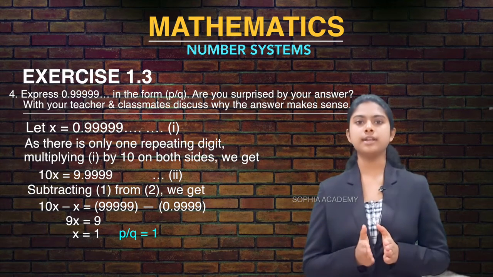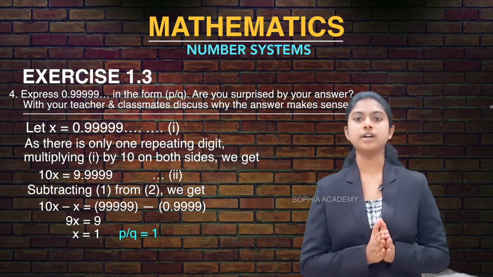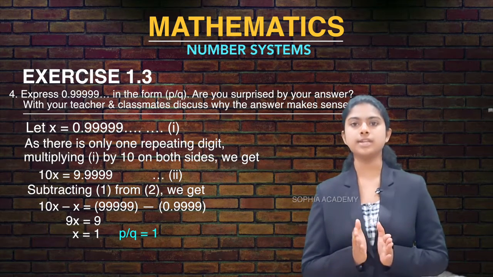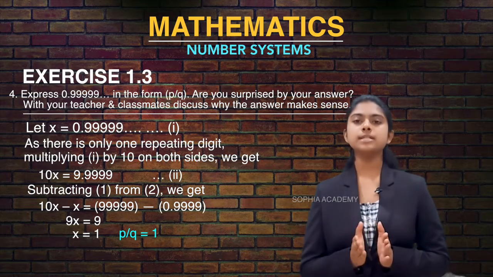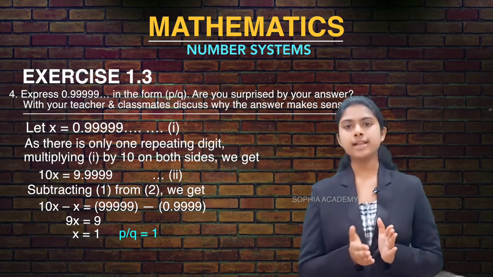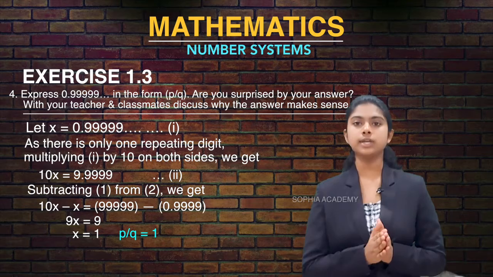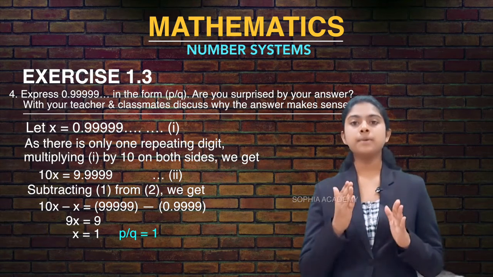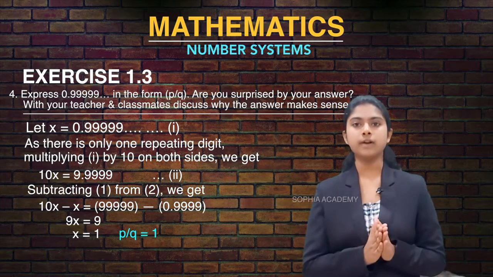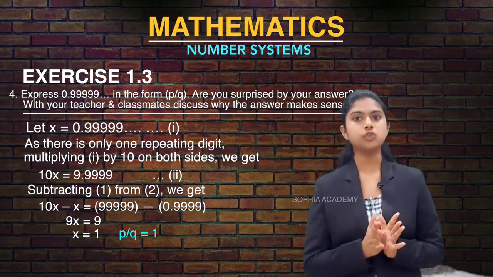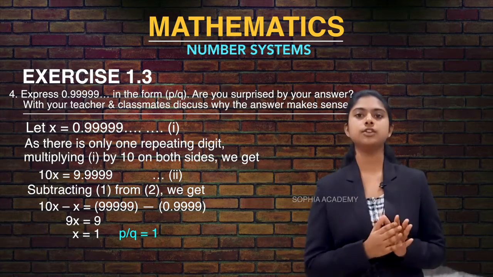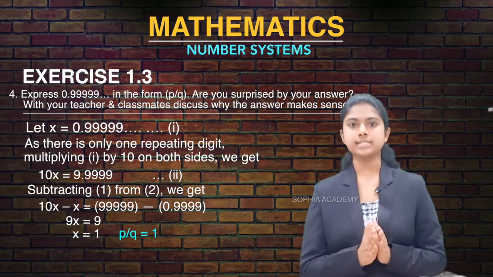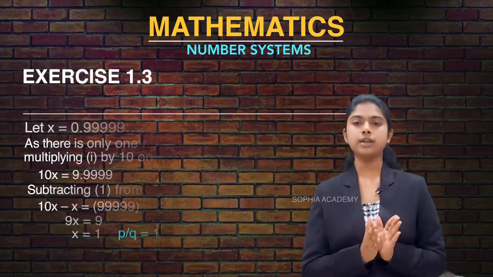As 0.999 goes on forever, there is no such big difference between 1 and 0.99999. The surprise over here is that we started with 0.9 bar and we reached the conclusion that the p by q form of 0.9 bar is 1. Since there is not much difference between 1 and 0.9 bar, we say that both of them are equal.